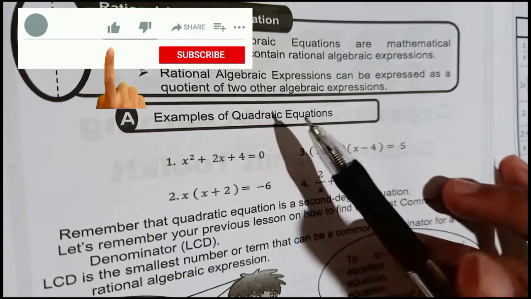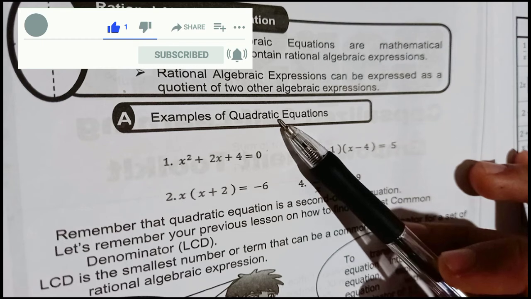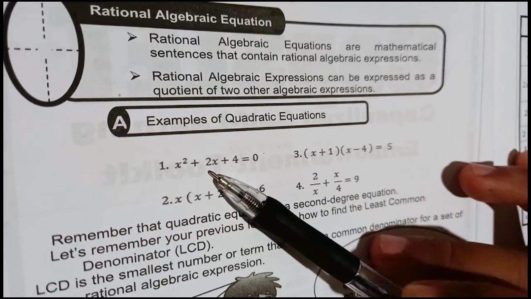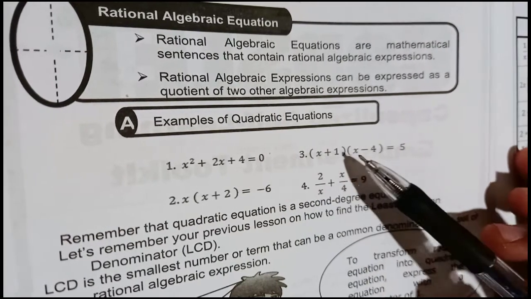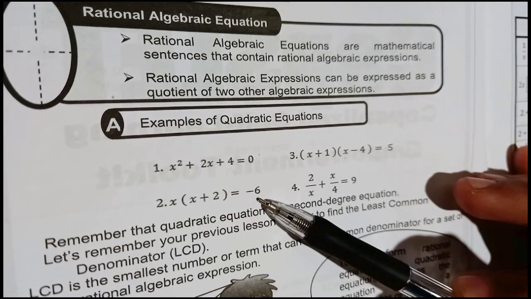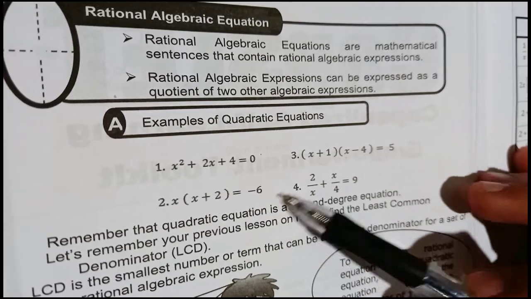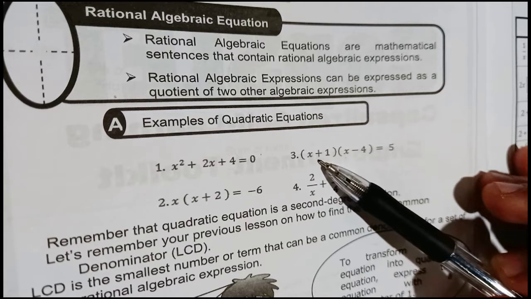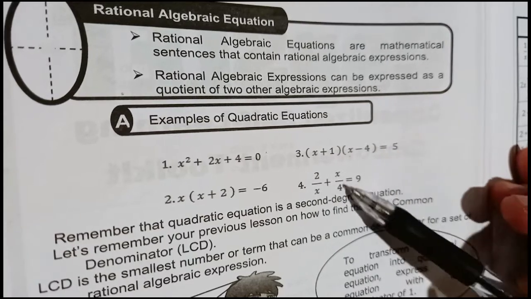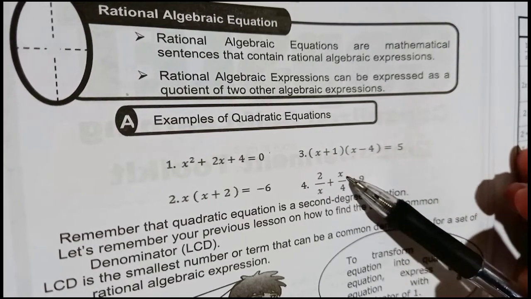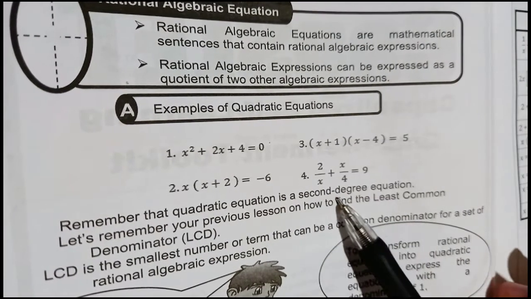So, examples of quadratic equations from your previous lesson are x squared plus 2x plus 4 equals 0, which is an example of a quadratic equation, and also x times the quantity of x plus 2 equals negative 6, and 3x plus 1, then (x plus 4)(x minus 4) equals 5, and also 2 over x plus x over 4 equals 9. So remember that a quadratic equation is a second degree equation.